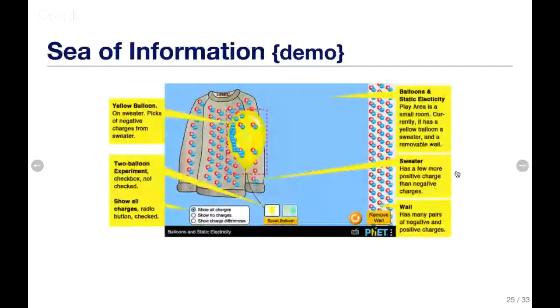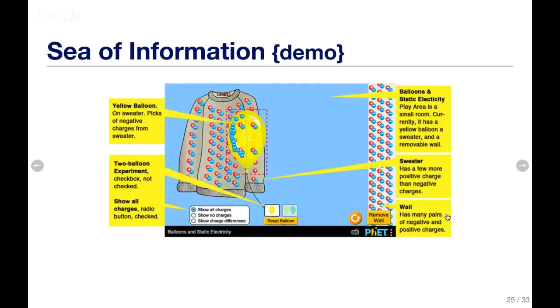Okay. So now with this architecture in place, we have the same picture of the simulation with some call-out boxes. And instead of getting a whole bunch of black boxes, we now get information about the simulation. We get the title. We get a description of the scene. The play area is a small room. Currently, it has a yellow balloon, a sweater, and a removable wall.